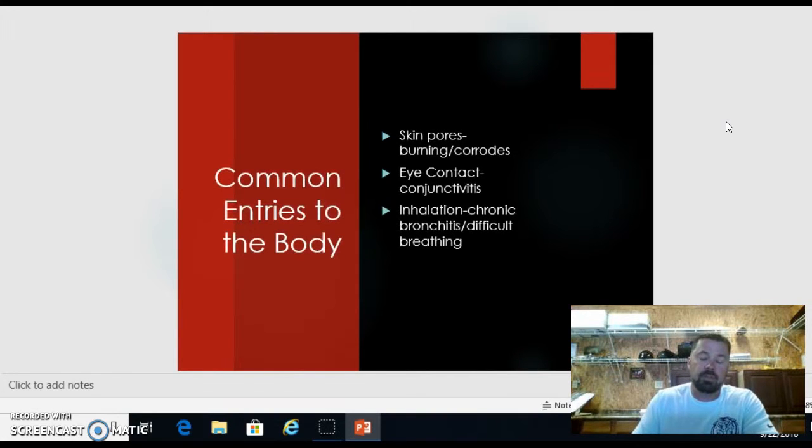The common entry into the body for acetic acid, of course, is through your skin, through the pores in your skin. It has a burning sensation in higher concentrations, and it corrodes metal. If it goes in through the eye, if you make eye contact with acetic acid, it can cause conjunctivitis. It also can be inhaled. It causes chronic bronchitis and difficulty breathing.